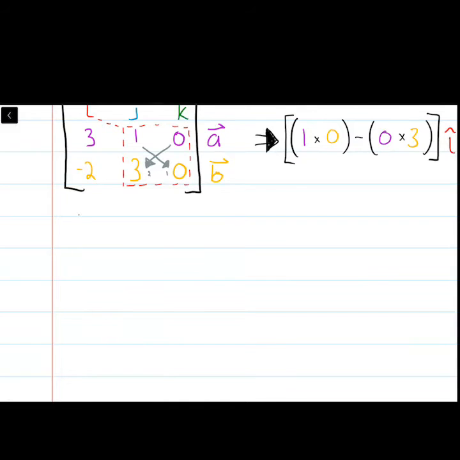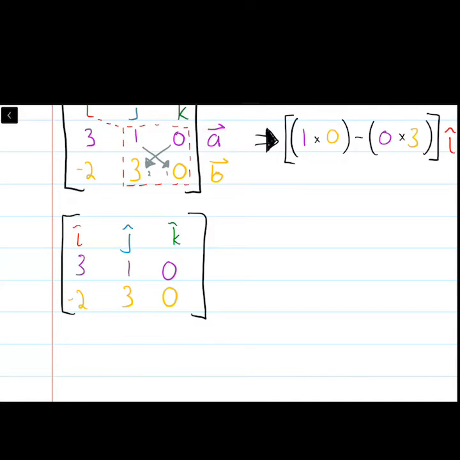And so I really do like the determinant form to find a cross product. But so we have that, and in this case, it's very simple. It's just 0 minus 0, which is going to be 0 i hat. And so that's our i hat component. Now we're going to move on to finding our j hat component.